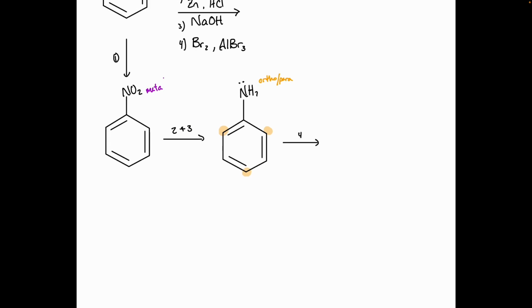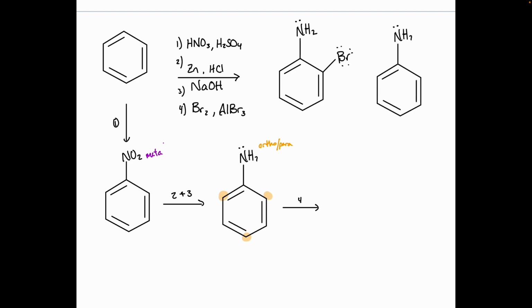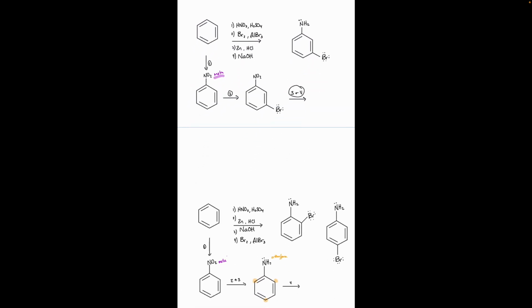Okay, so I'm going to get a mixture of my two products. I'm going to get a mixture of my ortho bromoaniline and my para bromoaniline. Okay, so again, same set of reactions, but the order in which we perform these reactions is really important in determining our products. Let me just kind of move these next to one another.